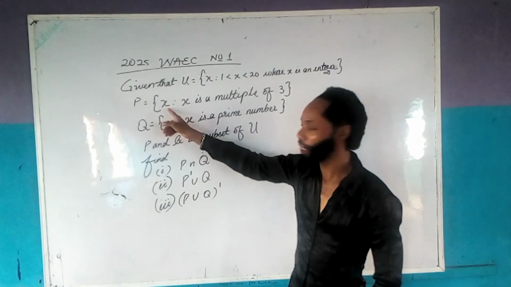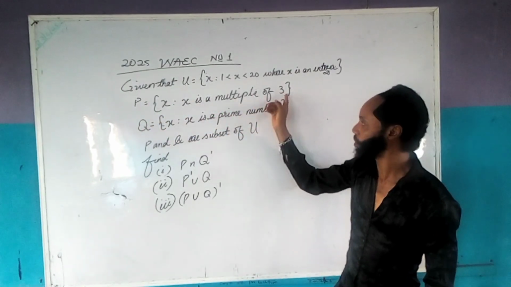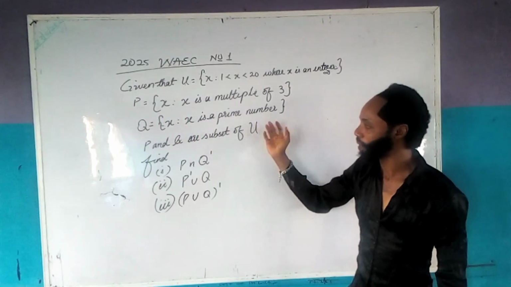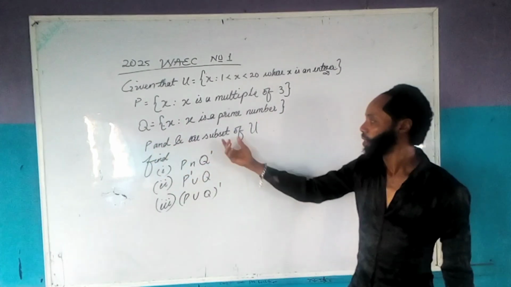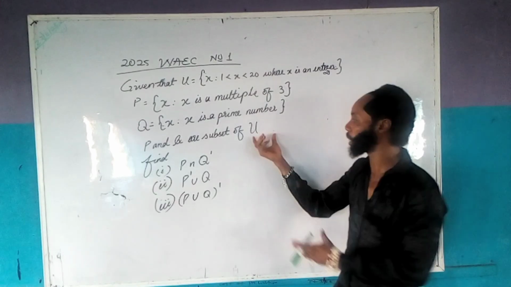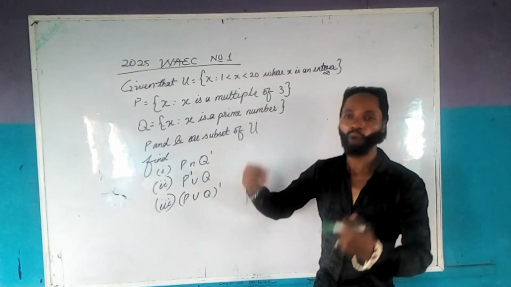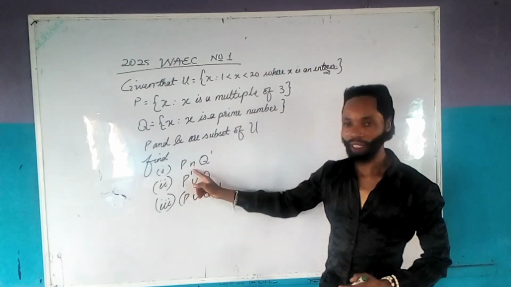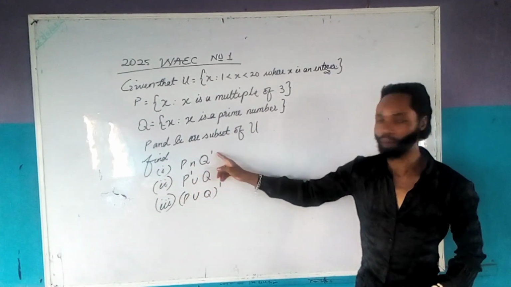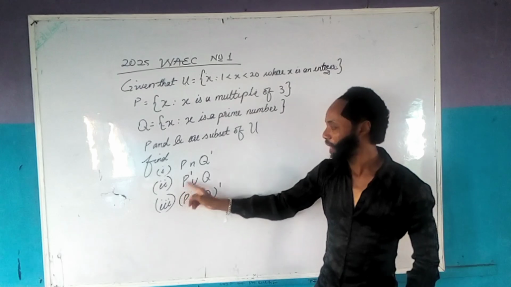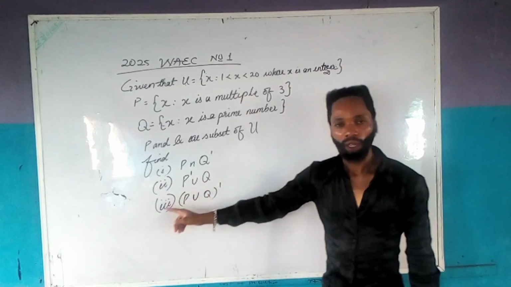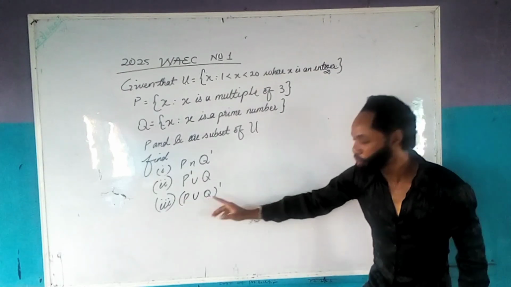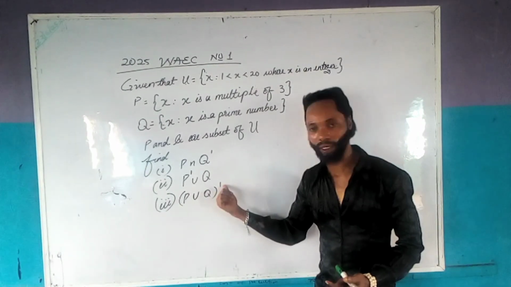Then P is {X such that X is a multiple of 3}. Then Q is {X such that X is a prime number}. And where P and Q are subsets of U, that's U is the mother set. That means P and Q are gotten from what? U. Find P intersection Q complement. The next question is find P complement union Q. Then the third one is find P union Q, or in complements.